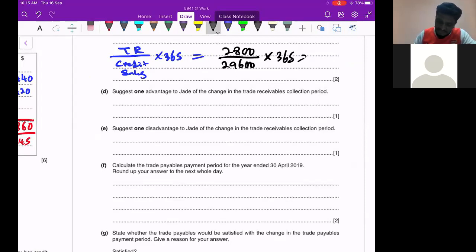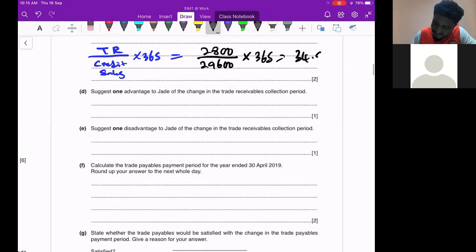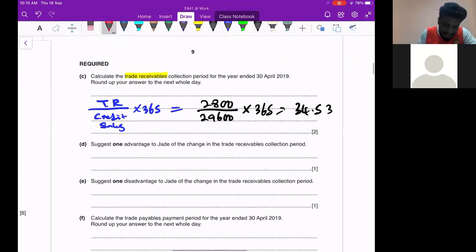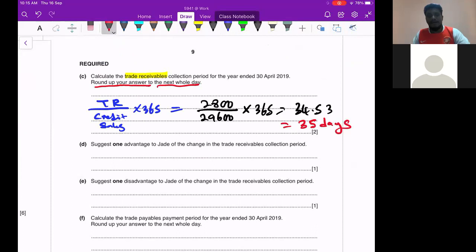How much? I get 34.53. But you know, right, round up your answer to the next whole day. So 34.53 is actually 35 days. I suggest that whatever you get in the calculator, you write first in 2 decimals. After that only you show the round off. Don't straight away round off. You show the step by step.